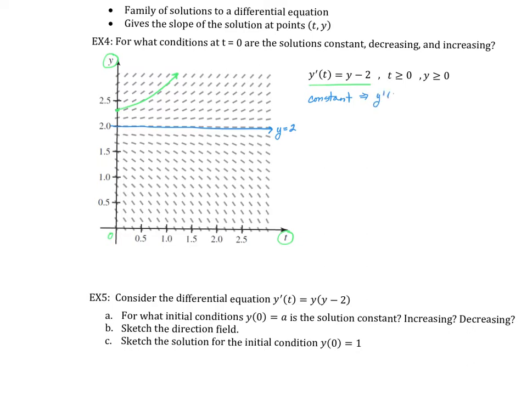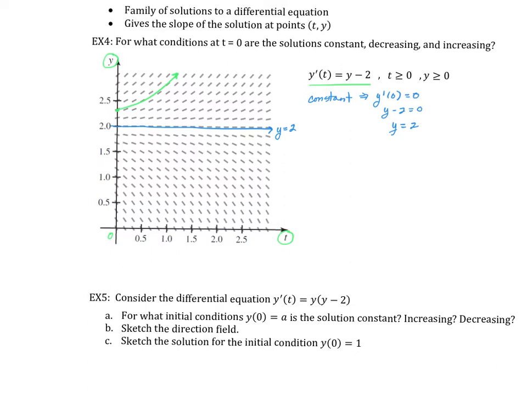When y prime of t is 0 is what we're looking at, is equal to 0, which would mean that y minus 2 equals 0. I don't have to do all this algebra, I'm just showing you where I got the algebra from. So when y is equal to 2, you have constant solutions. So you're just setting your derivative equal to 0.